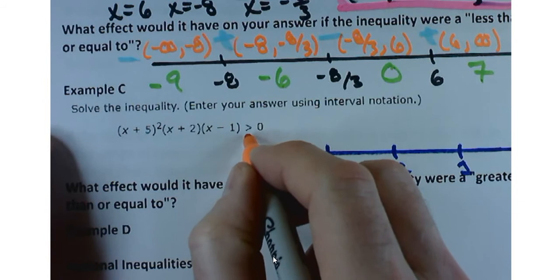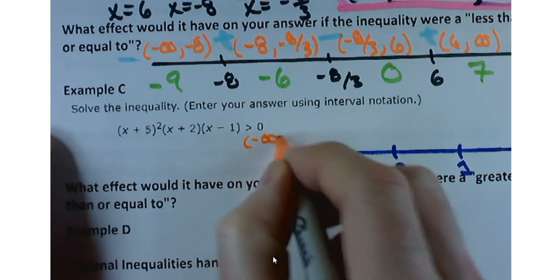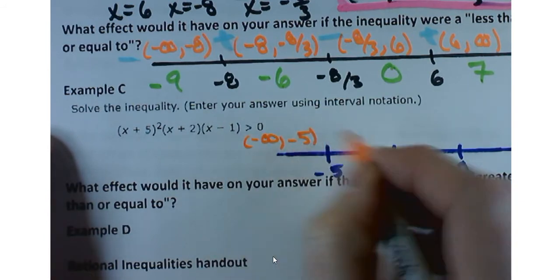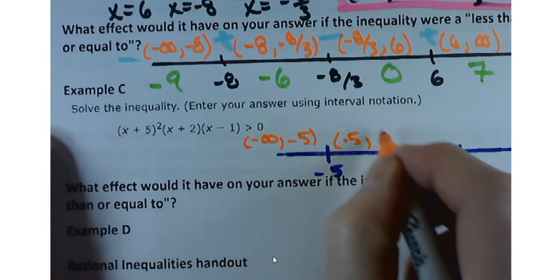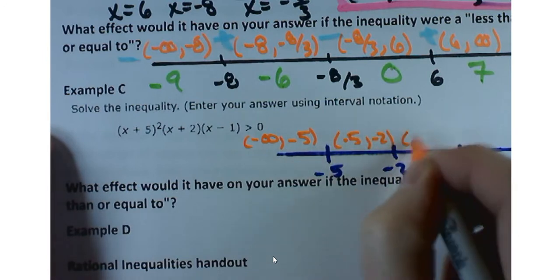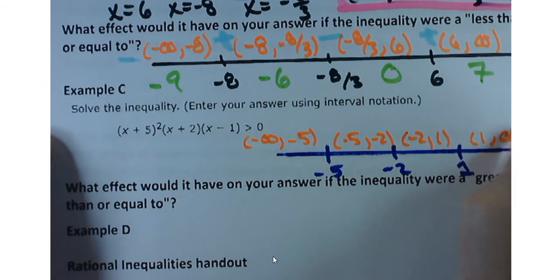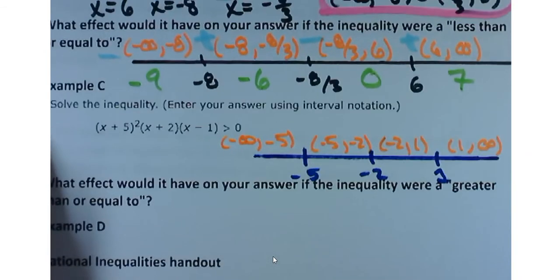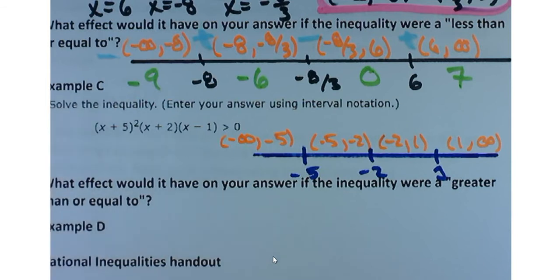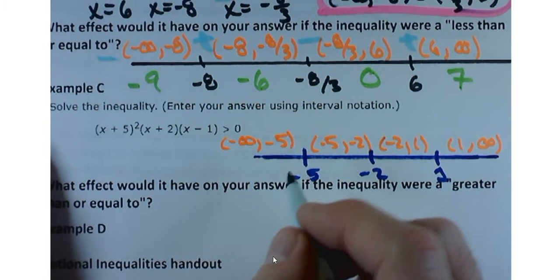So -∞ to -5, -5 to -2, -2 to 1, and 1 to infinity. Now, kind of like the last one, I'm going to put this in my graphing calculator and plug in test points. So I need some test points. What would be some suggestions for test points in each of these?